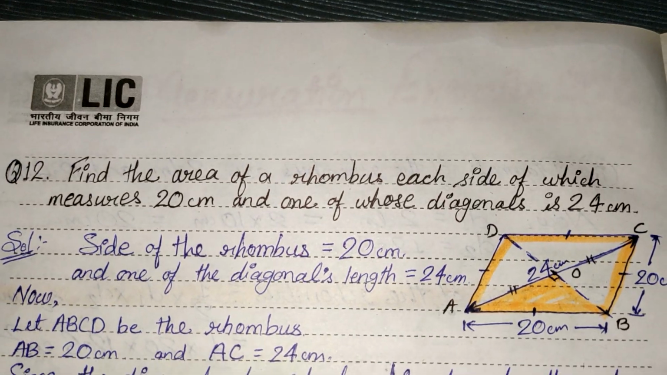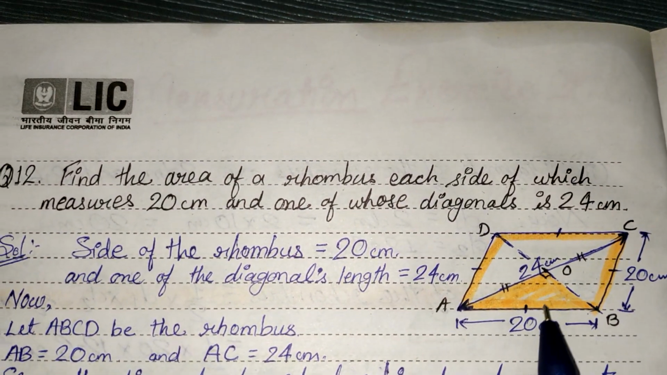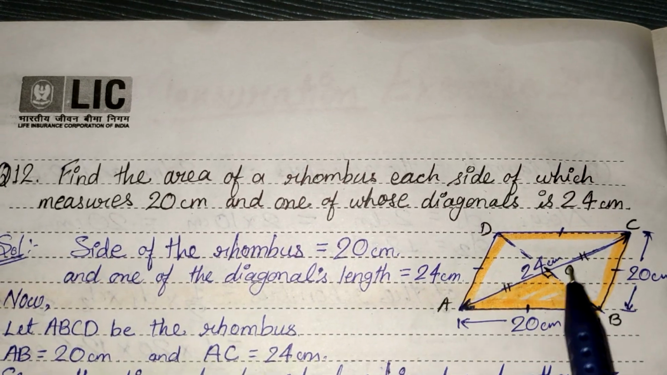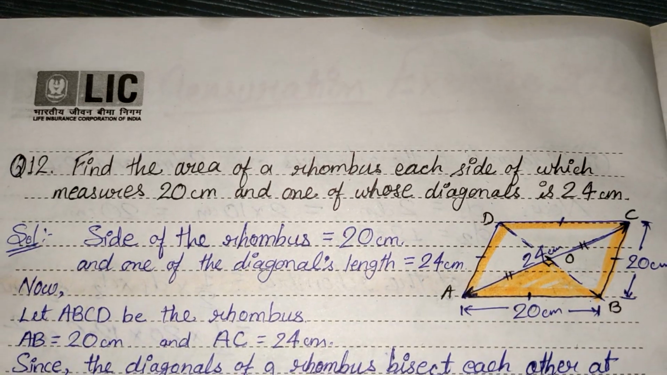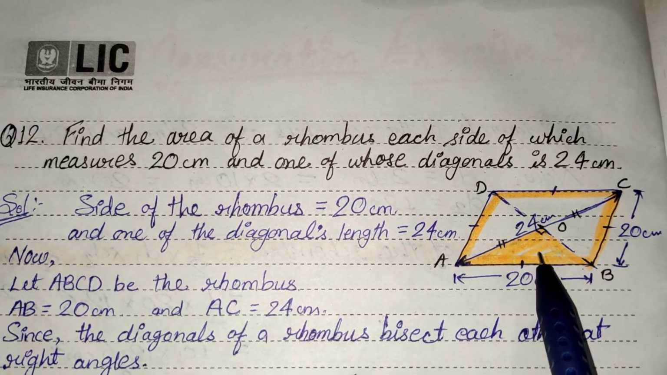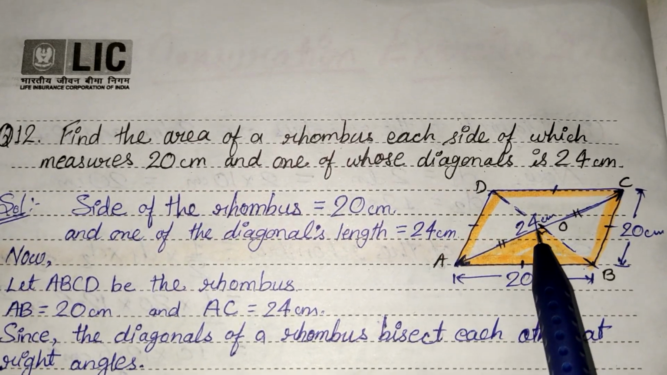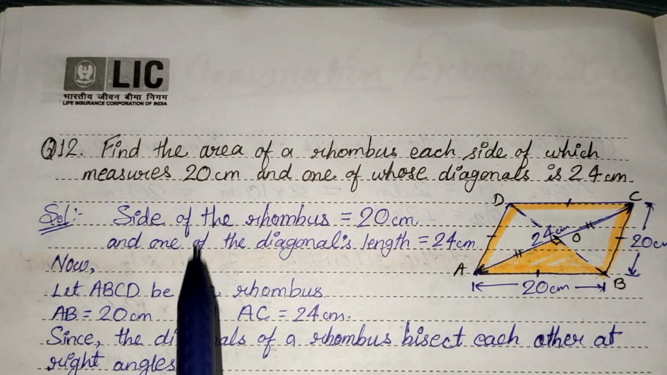Now according to question, the figure is this. This is the side of a rhombus, that is 20 centimeter, and this is the diagonal d1 AC, that is 24 centimeter. It is given. Now see here, we have 4 triangles in it after drawing the second diagonal. So we have triangle AOB. Now see the solution.